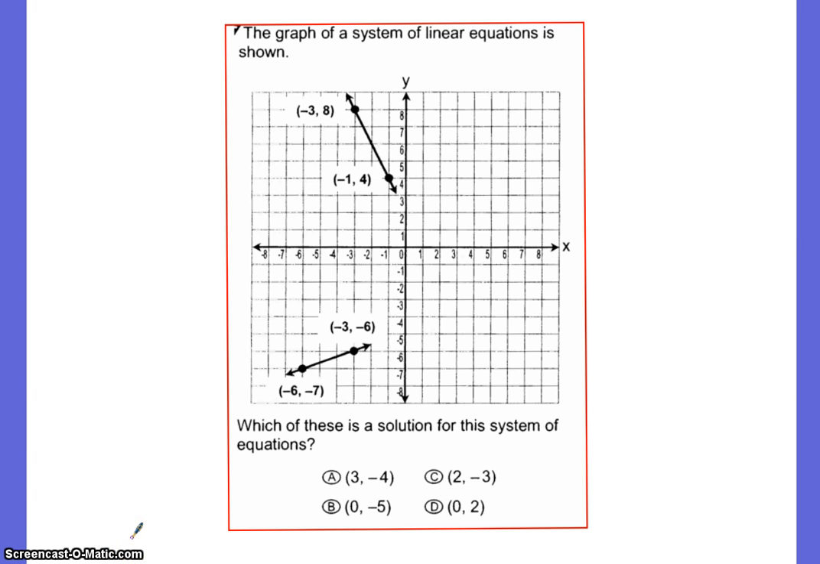The graph of a system of linear equations is shown. Which of these is a solution for this system of equations? Remember that when you have two lines, the solution is where they cross, where they intersect. So if you went over to 3, down to -4 as a point, you have 2, -3 as a point, you have 0, -5 as a point, and you have 0, 2 as a point, okay? I would say it's pretty obvious that the bottom line is not going to hit that 0, 2, so I would take it out.